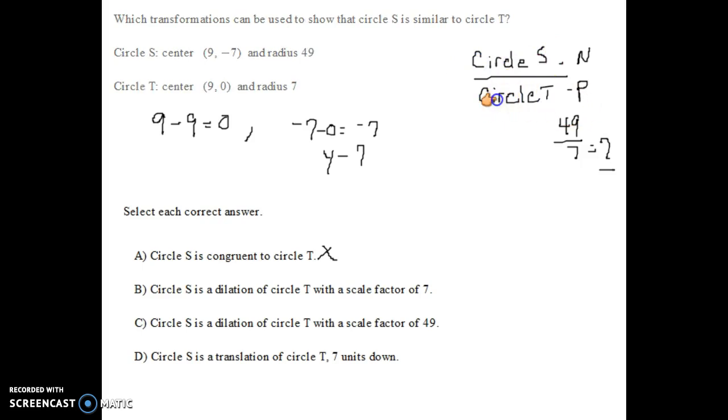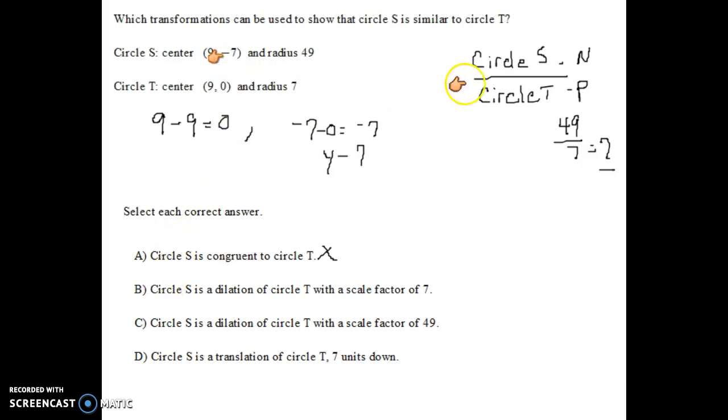Circle T is our pre-image. So we have to look at this a little differently because this is the new image. This is our pre-image. So how did we get from here to here? 9 minus 9 is 0, so we didn't move the x coordinate at all, so you don't have to put that. Then we went from negative, ended up at -7 minus 0, so that's -7. So we had to go down 7 units to get to here.